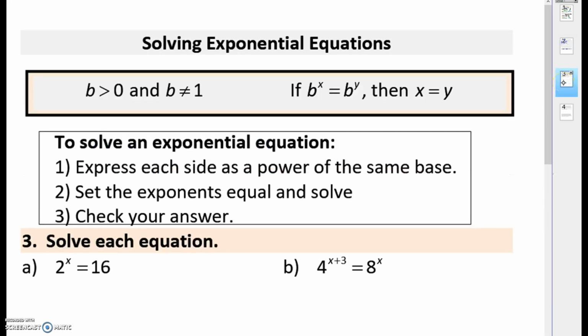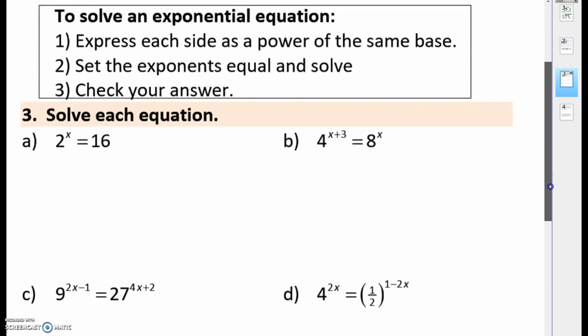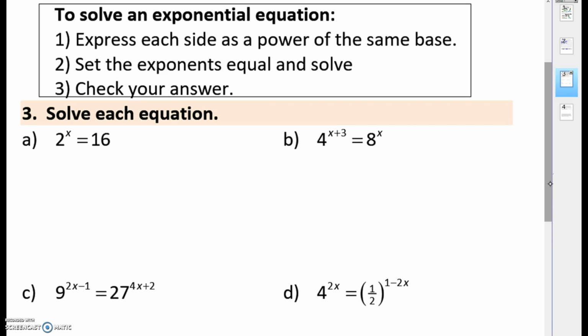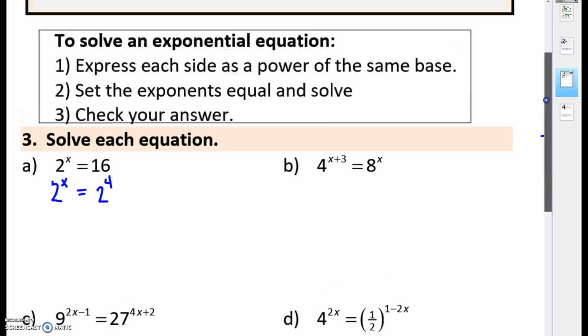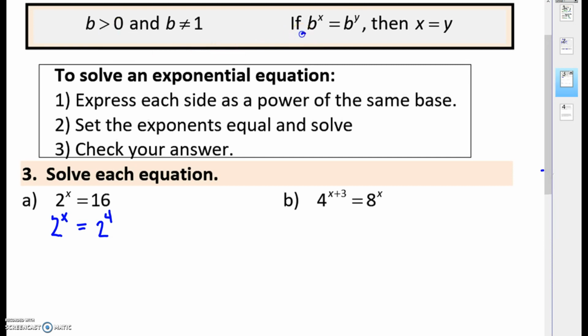So let's take a look at how we actually solve exponential equations. The big idea here is to express each side as a power of the same base. So if I have 2 to the x equals 16, my first step is to re-express both sides as bases of 2. 16 is the same thing as 2 to the 4th. Because if I end up with two exponential expressions with the same base, then their exponents must be the same. So x must be 4, because if 2 to the x equals 2 to the 4th, then x must be 4.